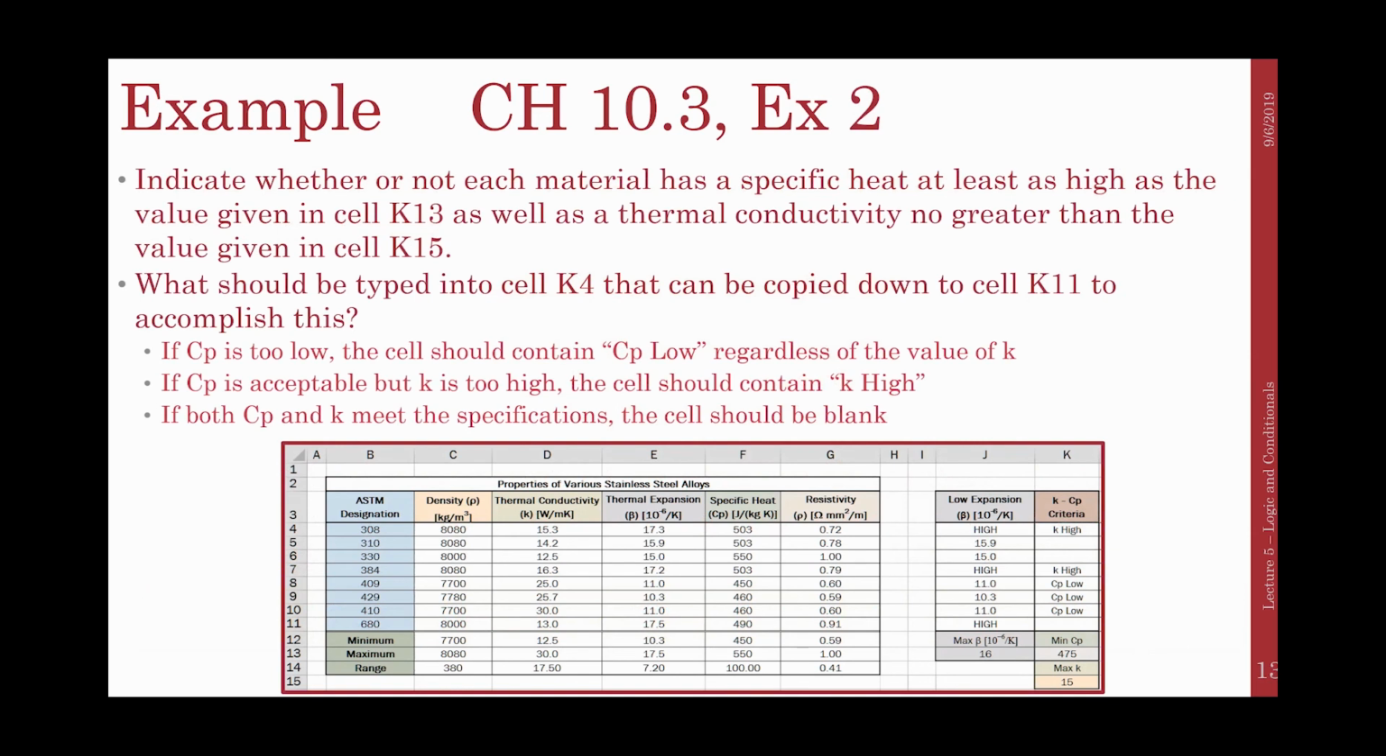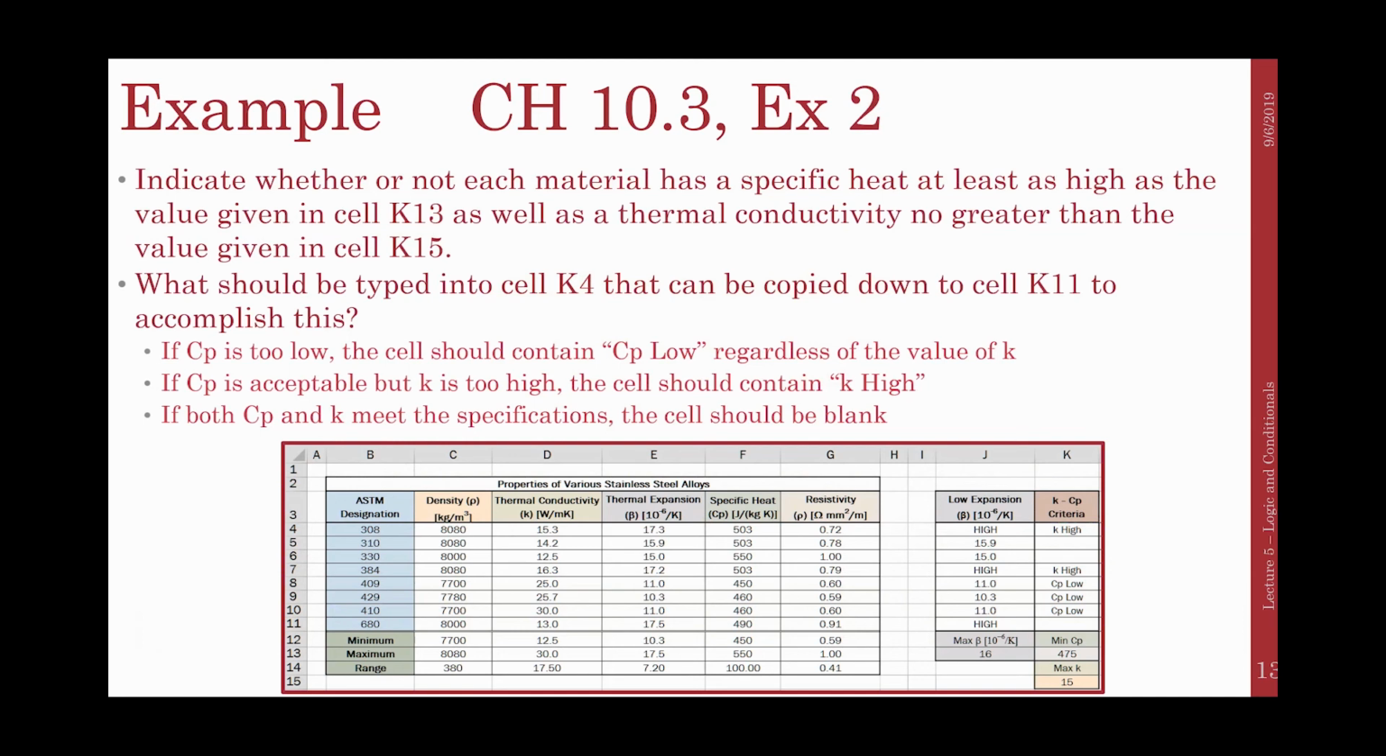We're back at that example that we were looking at where we were trying to write the high values for thermal expansion, and this time we want to look at the specific heat, and we want to determine whether or not each material has a specific heat at least as high as the value given in K13, as well as a thermal conductivity no greater than the value given in K15. So we're trying to figure out if our values are between the minimum and maximum CP and K. So we're trying to figure out what we should type into cell K4 that we can then copy down.